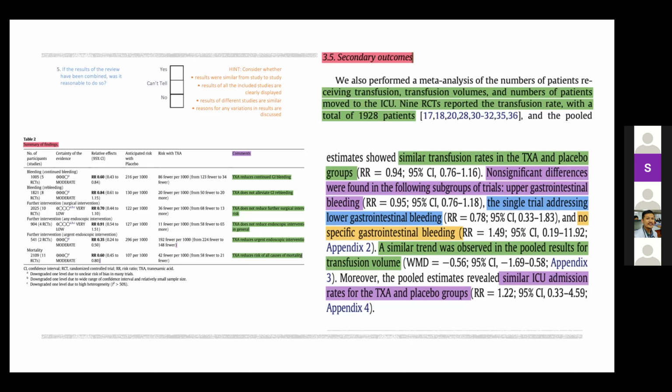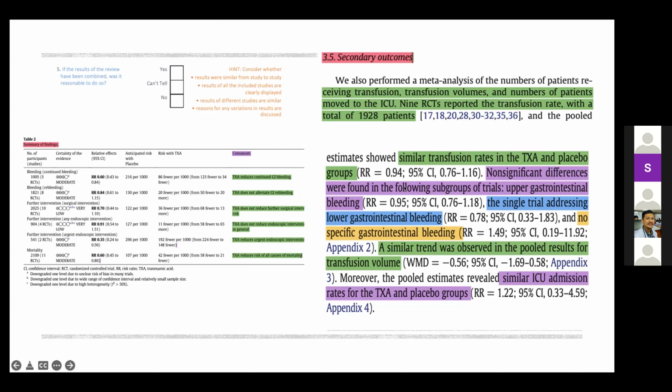So basically, I'm trying to explain that I think they have done a very good job in this, because they have combined each and every report and come to the conclusion that if we give tranexamic acid in the acute bleed, that will be beneficial. A similar transfusion rate in the tranexamic acid and placebo groups.